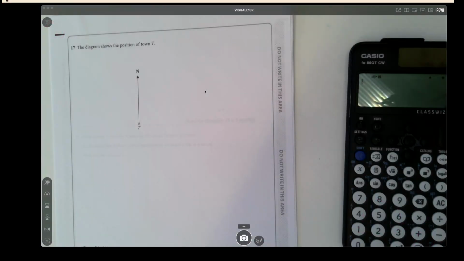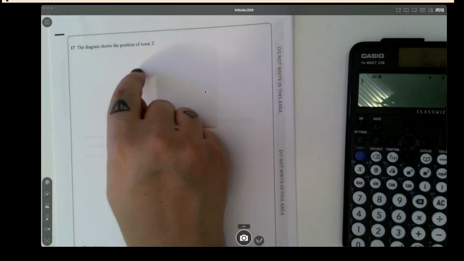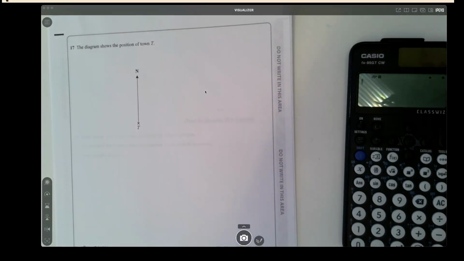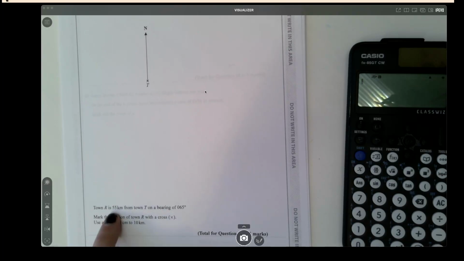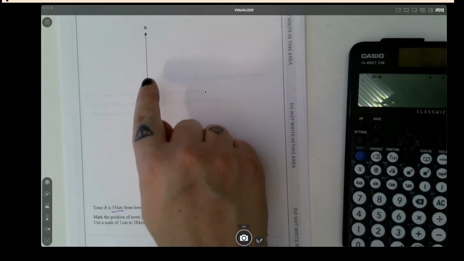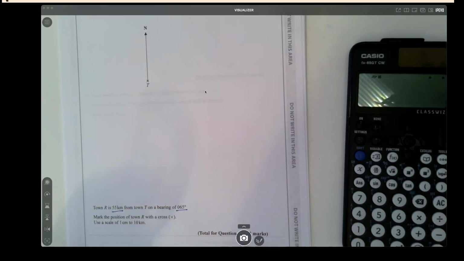Question 17. The diagram shows the position of Tower T. So this is Tower T and they've drawn us a north line here. That's a good indication that we're going to be working with bearings. Town R is 55 kilometres from Town T on a bearing of 065 degrees. So they've drawn us the north line, and we're going to draw a 065 bearing from here, so a 65 degree angle.